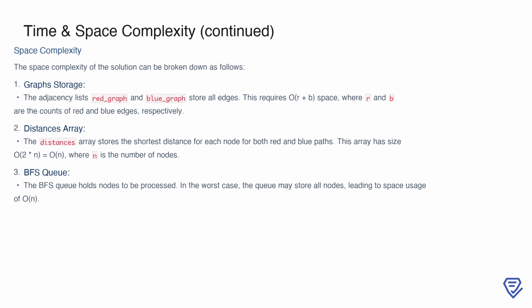Let's now examine the space complexity of the solution. First, we consider the adjacency lists for the red and blue graphs, which store all the edges. The space required for this is proportional to the total number of edges, O(R + B). Next, we have the distances array, which keeps track of the shortest distance to each node for both red and blue paths. Since this array needs to store two values for each node, its size is O(2n), which simplifies to O(n). Lastly, during the BFS traversal, the queue data structure is used to store nodes waiting to be processed. In the worst case, the queue can hold all nodes in the graph at once, resulting in a space requirement of O(n).